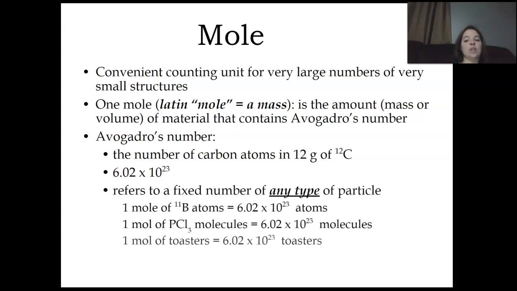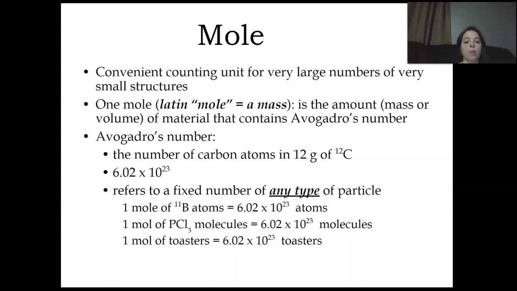So this is the unit that we're going to use for very large numbers for very small structures. In this case, we're going to go for Avogadro's number. 1 mole, the Latin word mole means a mass. So a mole is a mass of an element, right? So it's the amount, mass, or volume of a material that contains Avogadro's number.